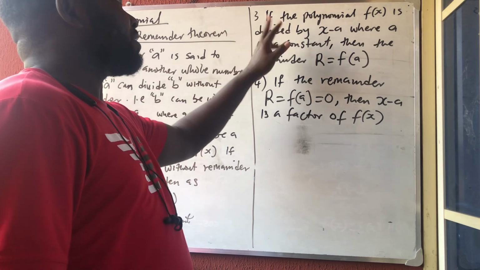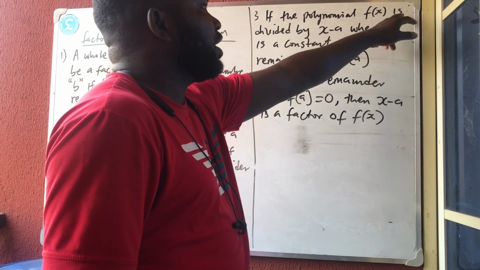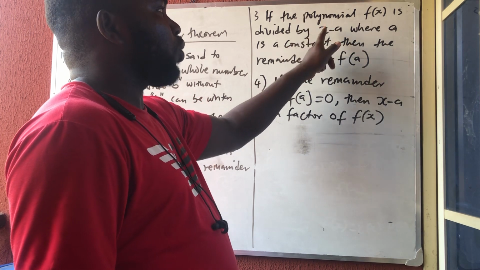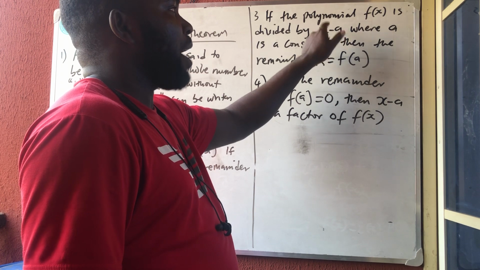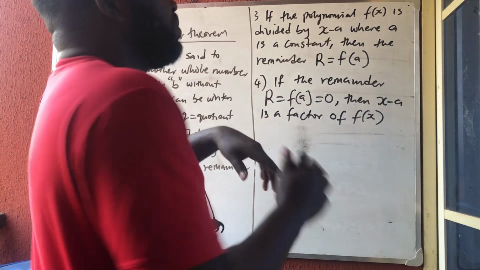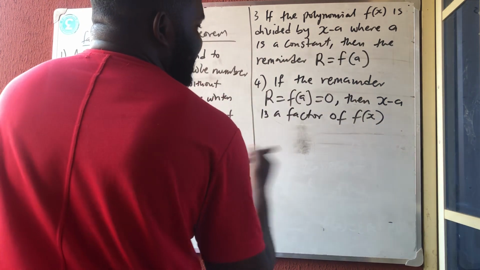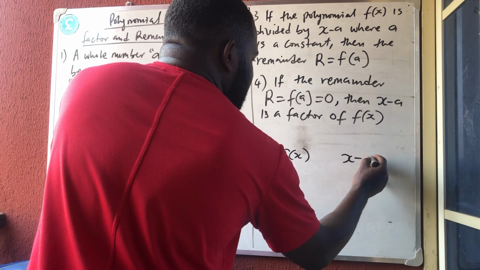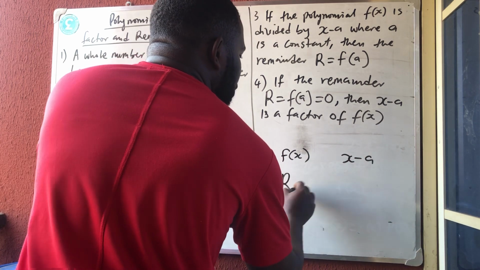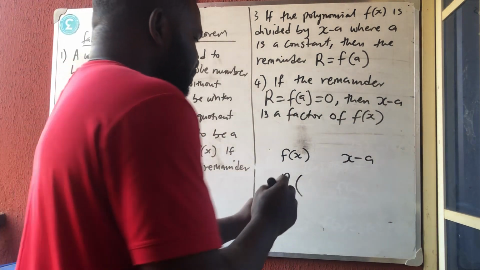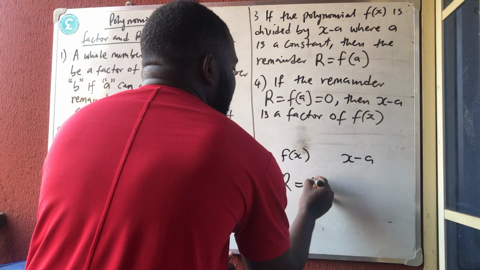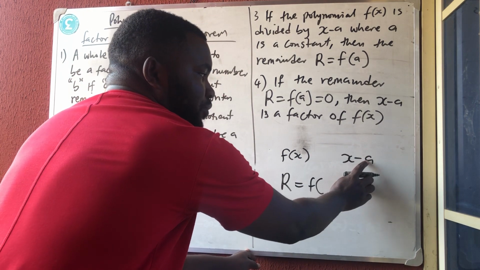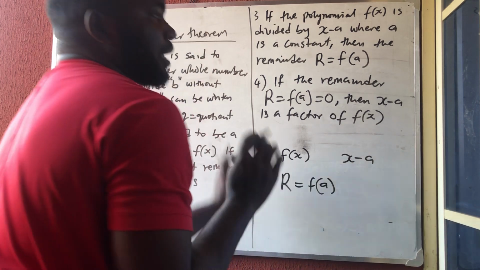Now the next thing says that if a polynomial f of x is being divided by a linear equation, and a linear equation is an equation whereby the highest power of the variable is 1, then to get the remainder, for instance when dividing by x minus a, you don't need to start dividing. Anywhere you see x in that polynomial, just put the constant, that a, and that is your remainder.